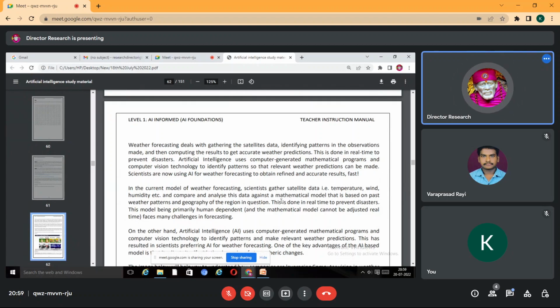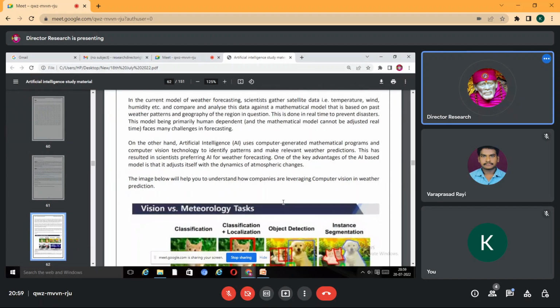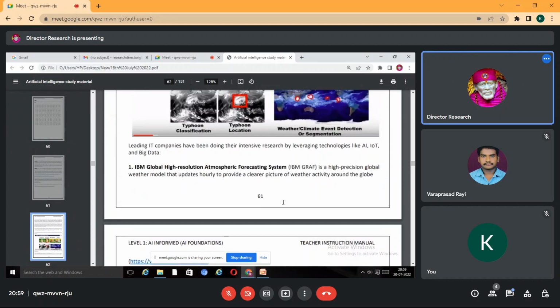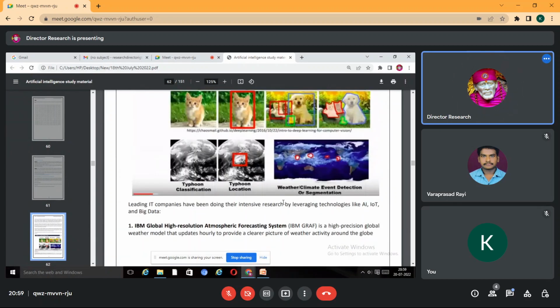AI uses computer generated mathematical programs and computer vision technology to identify the patterns so that relevant weather predictions can be made. Scientists are now using AI weather forecasting to obtain refined, accurate results fast. See how great the technology is. A key advantage of AI based models is that they adjust to dynamic atmospheric changes.